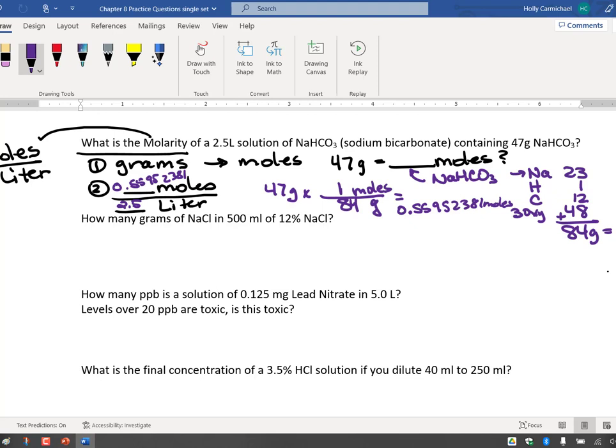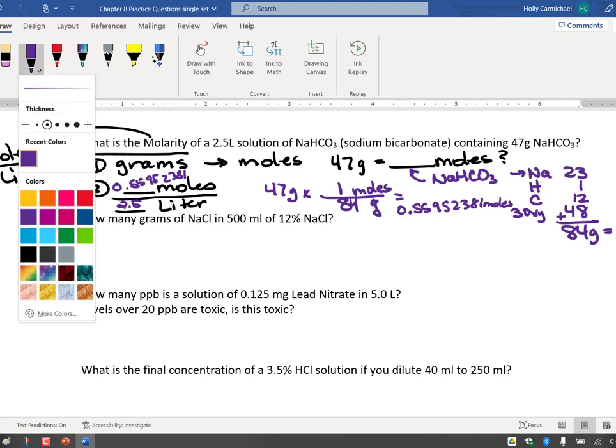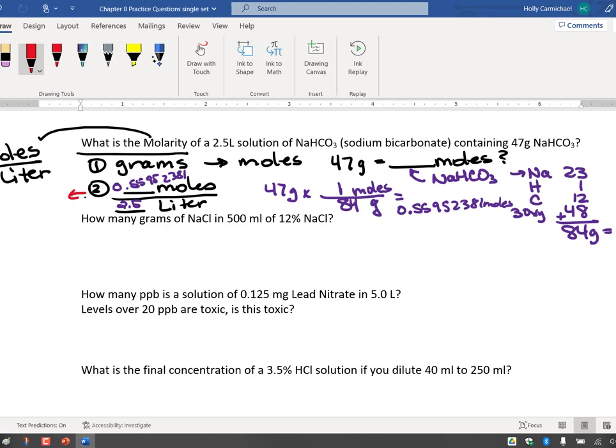So that's 0.55952381. Divide by 2.5. The answer that I end up with is 0.223809524. And that would be capital M. That's molarity.